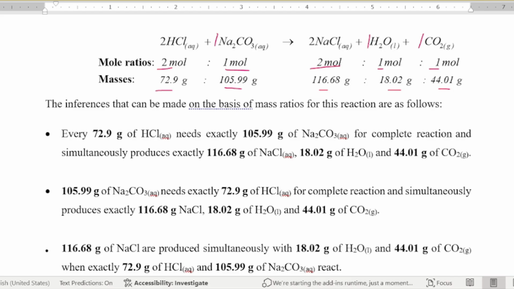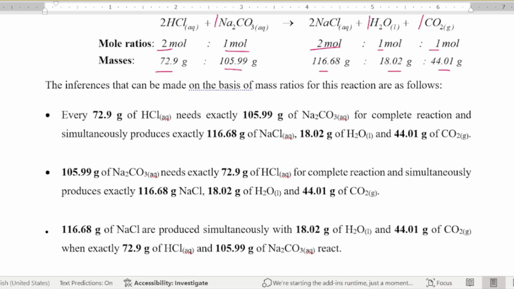So you can establish a relationship again. You can say that every 72.9 grams of HCl needs that 105.99 grams of sodium carbonate for complete reaction, and simultaneously produces, okay, these guys here, that mass of sodium chloride, that mass of water that they are seen in the equation, and that mass of carbon dioxide.